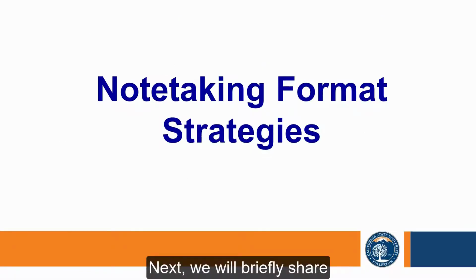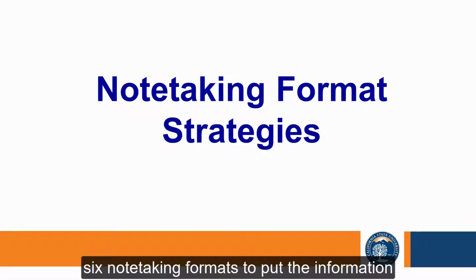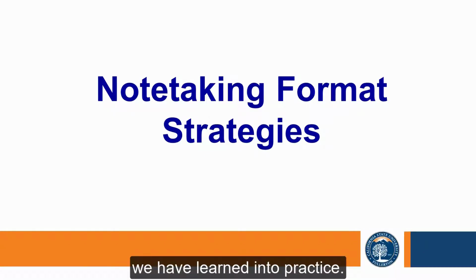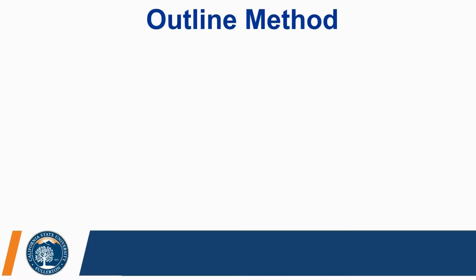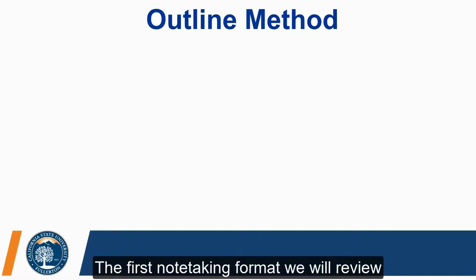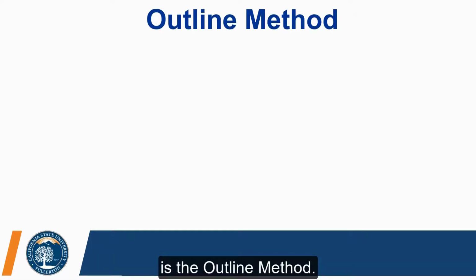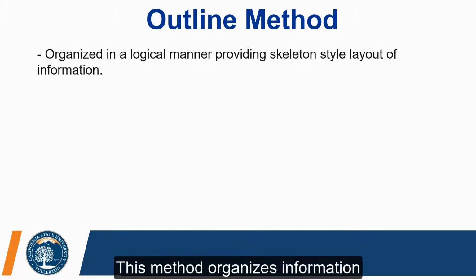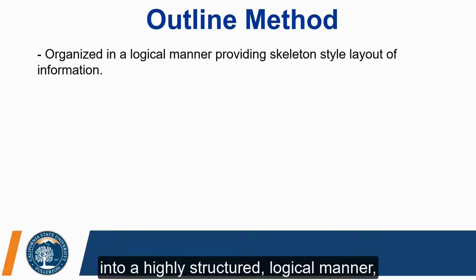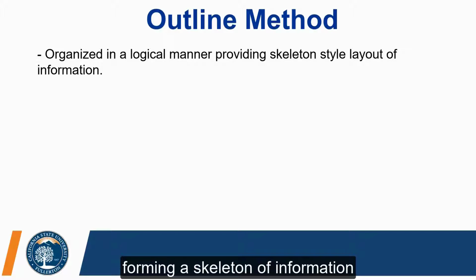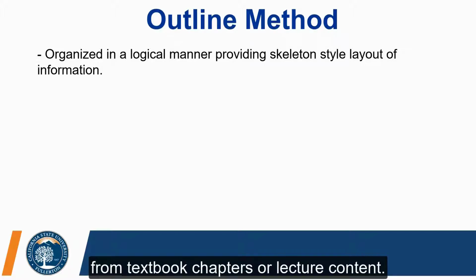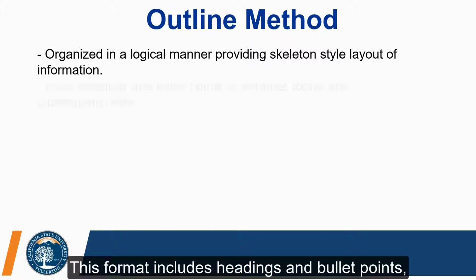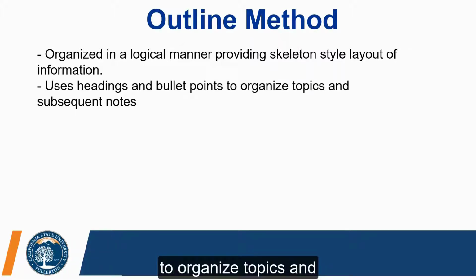Next, we will briefly share 6 note-taking formats to put the information we have learned into practice. The first note-taking format we will review is the outline method. This method organizes information into a highly structured, logical manner, forming a skeleton of information from textbook chapters or lecture content. This format includes headings and bullet points to organize topics and additional subsequent notes.